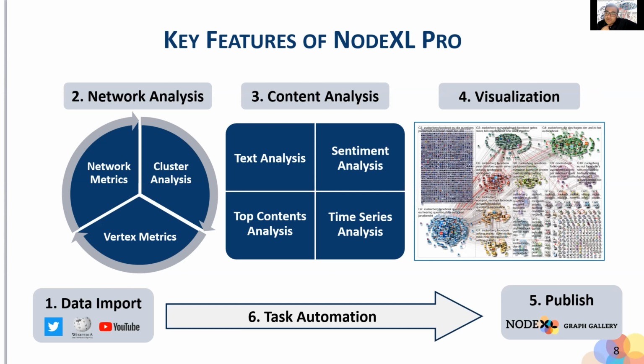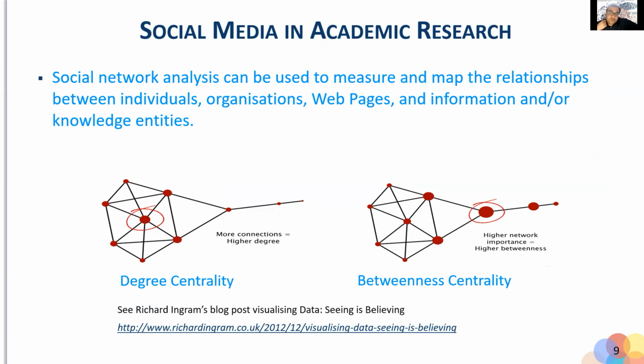One of the striking features of the application is that it's fully automated. We can just click, get this data and analyze it. We've got this automated text analysis, sentiment analysis, and time series analysis as well. And we can also use it to identify key users, hubs, and information sources using different centrality metrics.